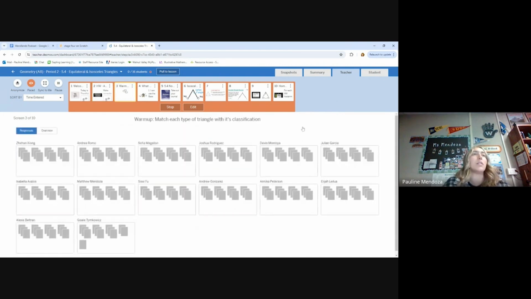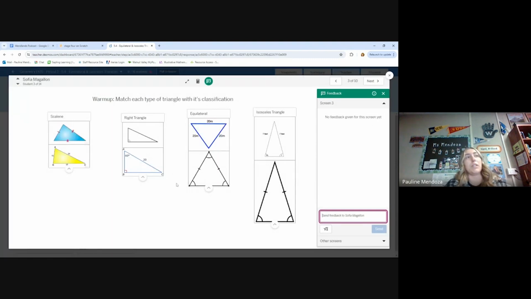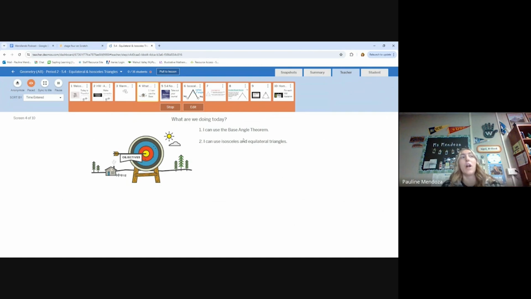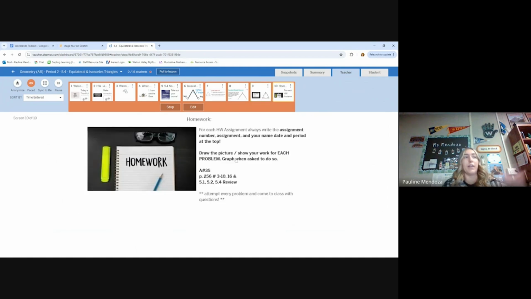And then Desmos has a lot of really cool formats. This warm-up was a matching. We did classifying triangles. And so I can see their progress, which ones they understand, which ones they don't understand. And I can also give them feedback right here in live time, which I appreciate. I can also put my learning targets or objectives of the day there as well so that they know what we're doing today. Sometimes I'll put the main ideas of the topics of the day. And then at the end, I have their homework.